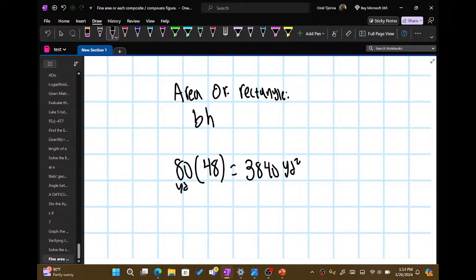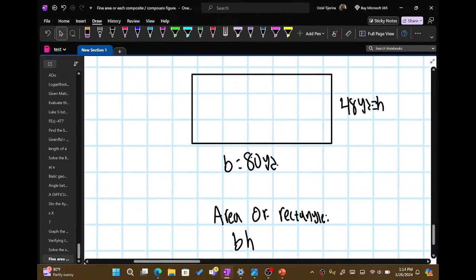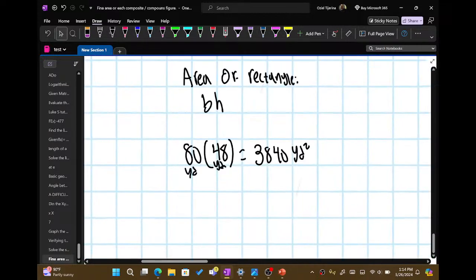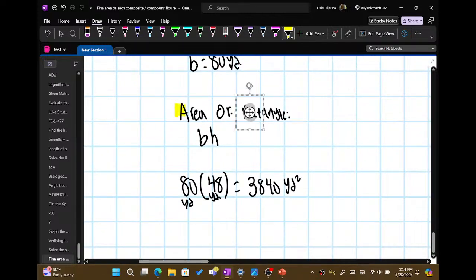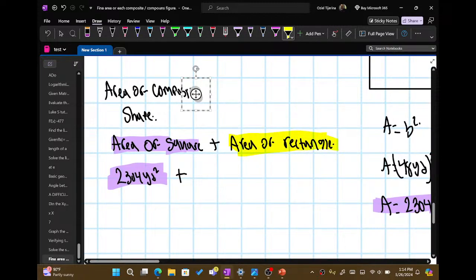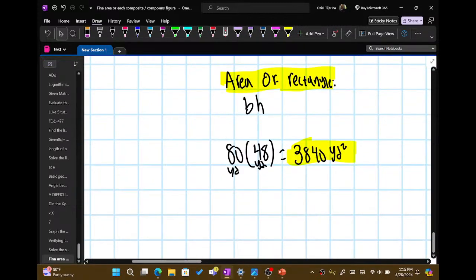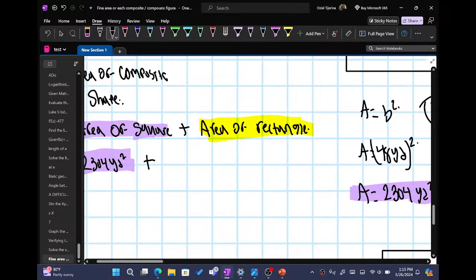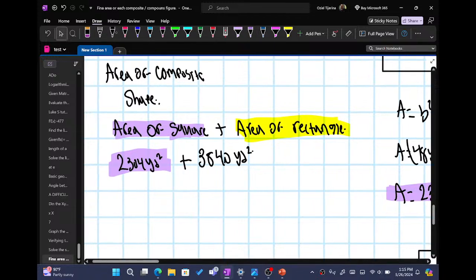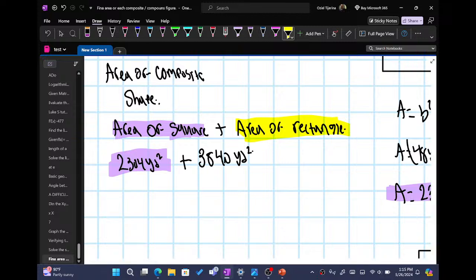Because they're both in yards, we do yards squared. Now, that is the area of the rectangle. So now, let's plug that in. It was 3,840 yards squared. So that is this part, right? That is this part. So now adding those two together will give us the following.